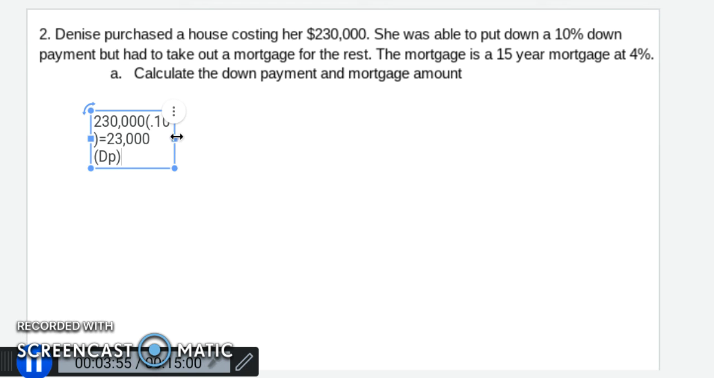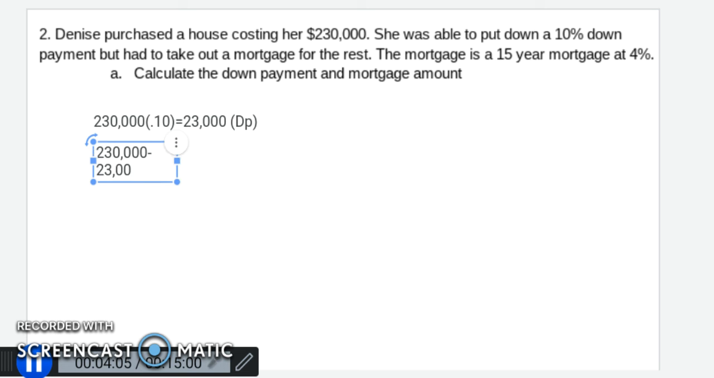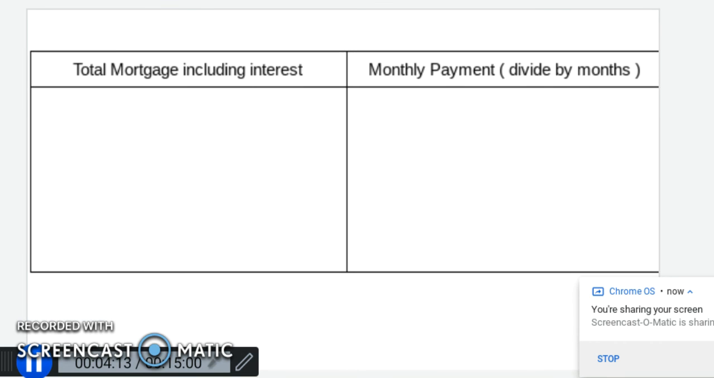And then to find what we have to take out in our mortgage, we're going to subtract that from the total cost of our house. $230,000 minus $23,000 is going to give us a mortgage of $207,000. Once you have that down, go on to the next slide and we'll calculate our interest.